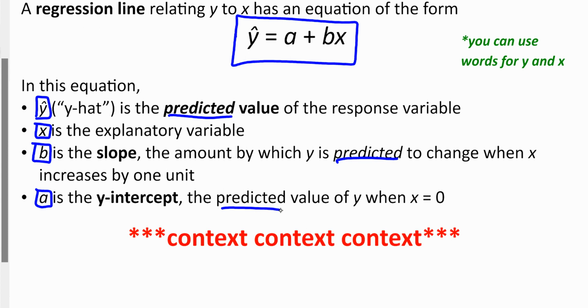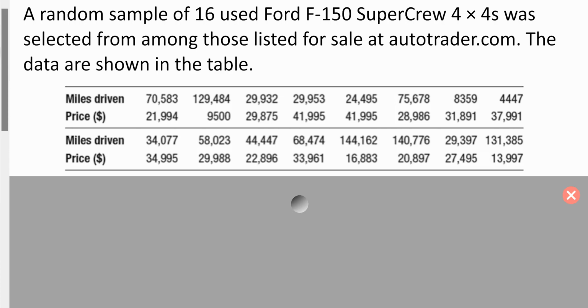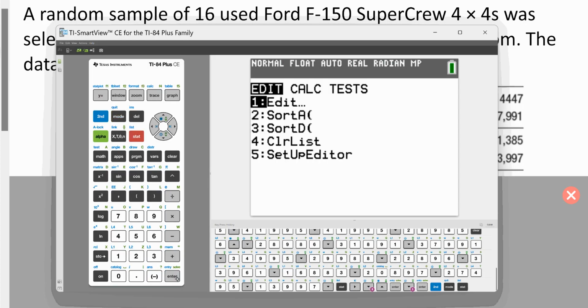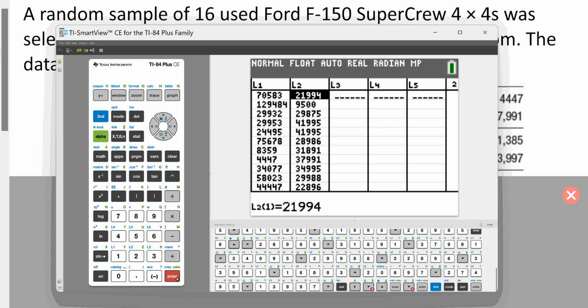So let's look at an example of this. What can you do with a set of data? If you have a random sample of 16 used Ford F-150 Super Crew 4x4s that were selected from Autotrader.com, and here's the data. And it's just comparing miles driven to the price. If I want to see this as a scatter plot, I can simply go to my calculator, and maybe not simply because there's a lot of values, but I can go to Stat, go to Edit, and put all these values in there. I already did this ahead of time. And then I can graph it.